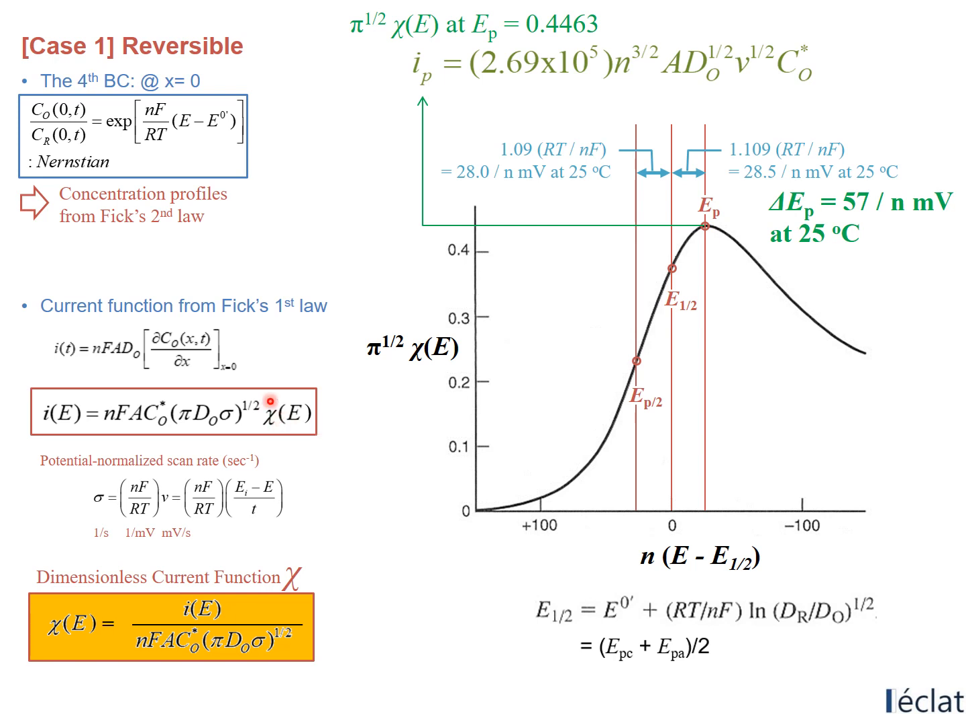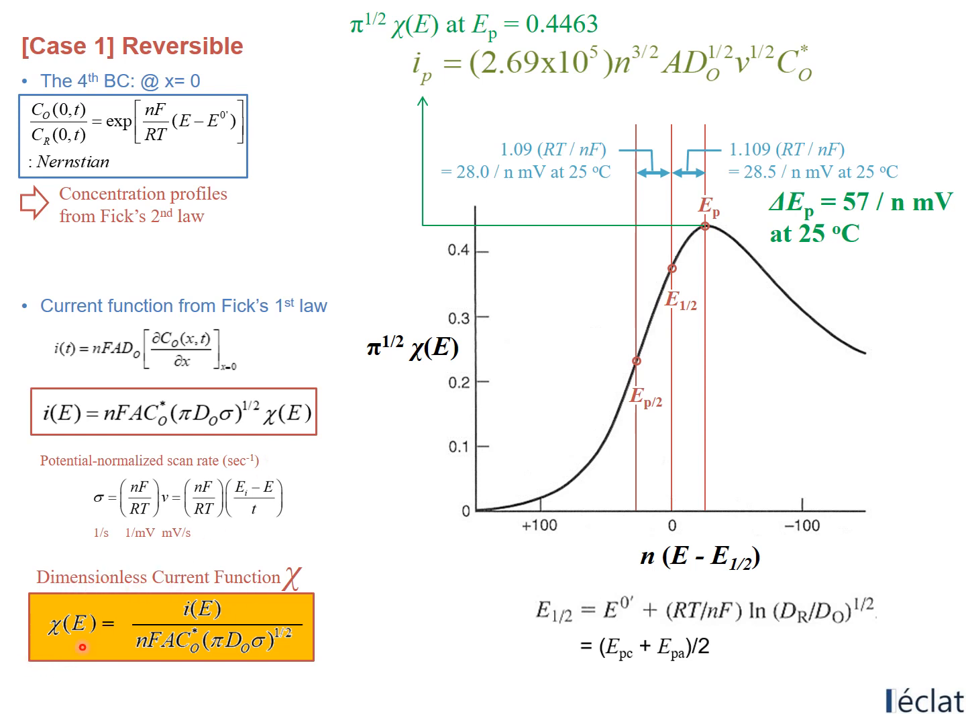It is called chi. And this chi function is a function of the potential. It means at a specific value of the potential, this chi gives us some constant value. So it means at a specific potential, current is proportional to those parameters with some constant. Okay? Then let me define this chi function as the dimensionless current function.